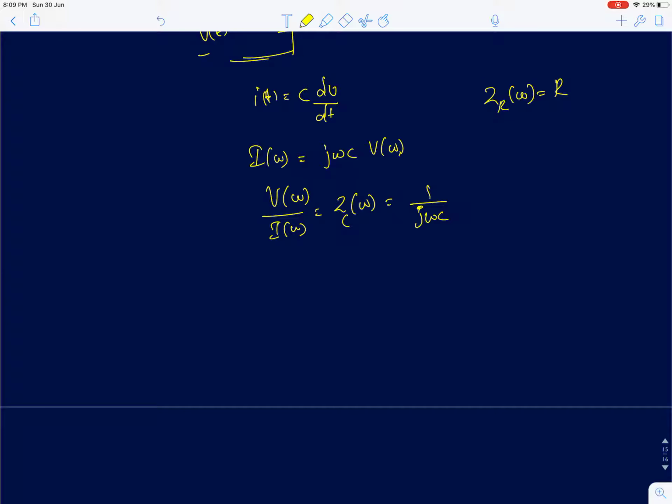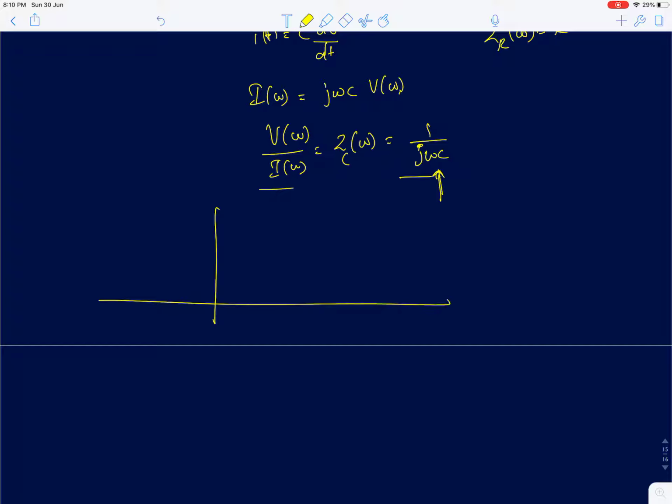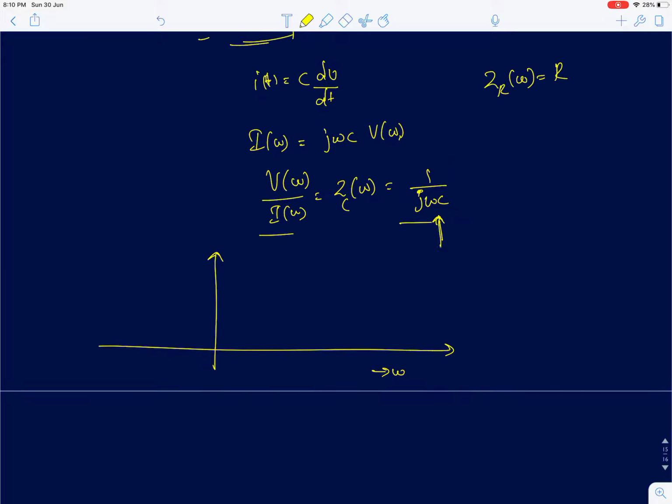Now here, the Fourier transform actually captures the frequency dependence of the impedances. It tells you, as a function of frequency, when I vary my frequency, how does the impedance of a capacitor change, or how does the impedance of a resistor change? For a resistor, it's always constant. The value is always R. For a capacitor, it's a complex number, so it has both magnitude and phase.